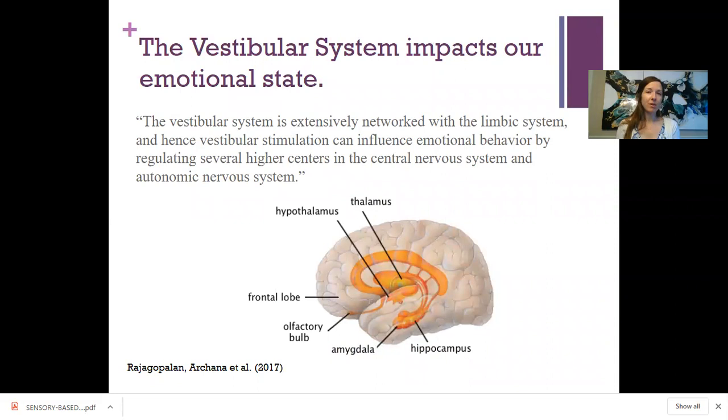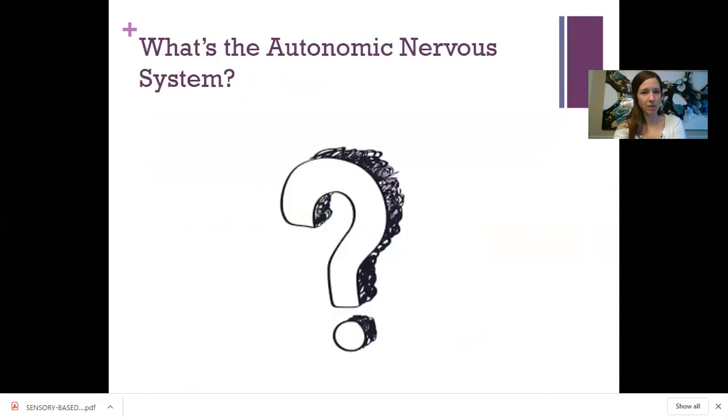Okay, the vestibular system impacts our emotional state. So this is something to take note of. We have the limbic system, which is in this picture basically the orange part. All these little parts of the brain are part of the limbic system. It's where a lot of your emotion is processed, and the vestibular system is extensively networked with the limbic system. And it also influences the higher centers in the central nervous system and the autonomic nervous system.